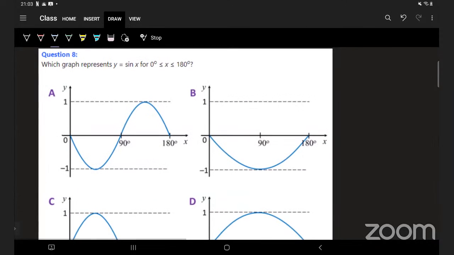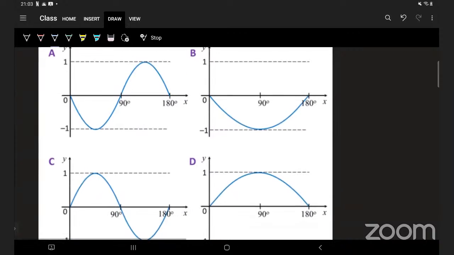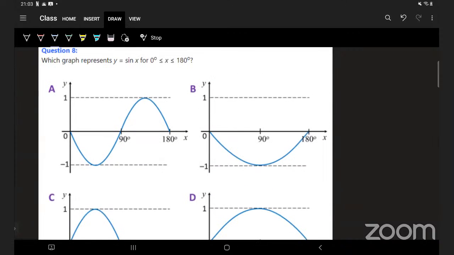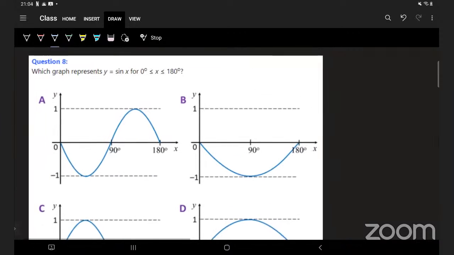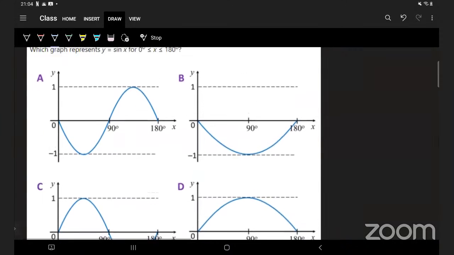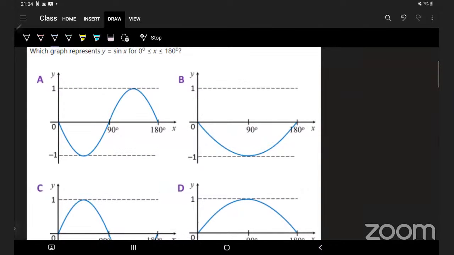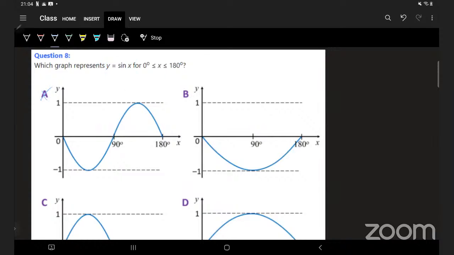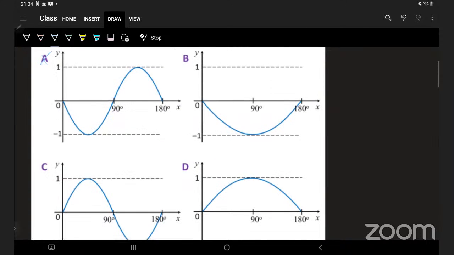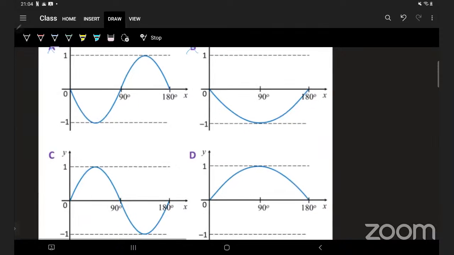Which graph represents y equals sine x for x between 0 degrees and 180 degrees? So we know that sine x has to start from 0. So yeah, all of these pass the test. Now this one starts descending downwards, so we know this can't be correct because it's just a y equals sine x graph. This also starts descending from downwards, so that can't be the answer.